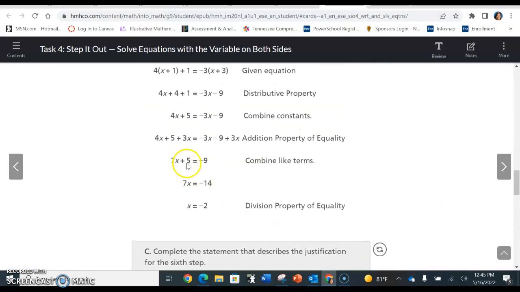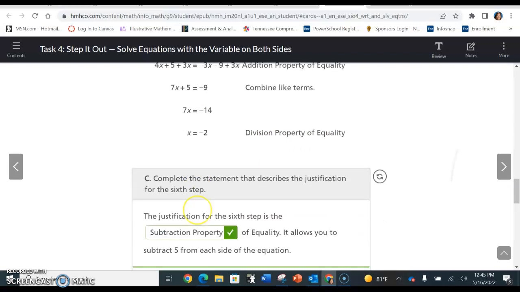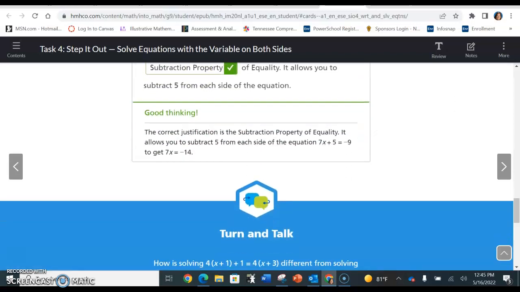All right, so when you subtract 5 from both sides, that gives you subtraction property. The next step would be divide by 7. That would be division property of equality, which they state right here. And then this is your final answer. All right, that is all for task 4.